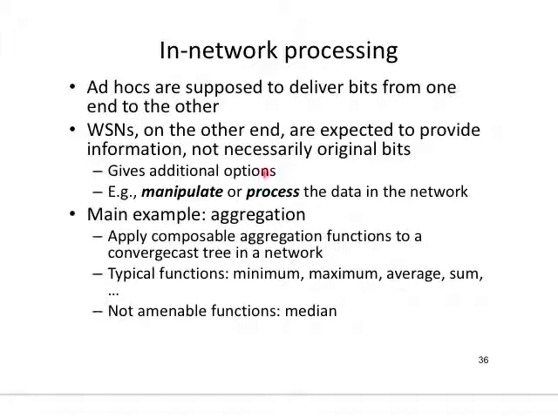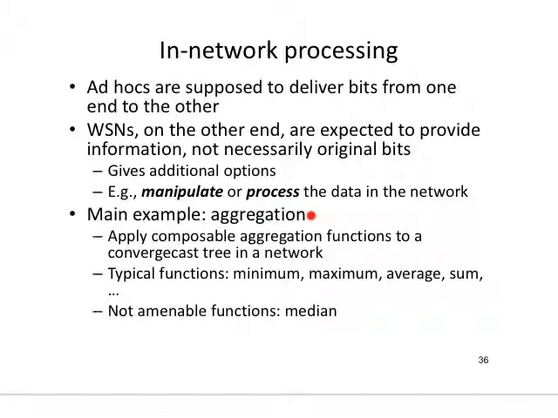So that motivates the fact that we can manipulate the data inside the network to provide the exact objective that you are looking for. We can process the raw information in intermediate nodes because we know that the ultimate objective is to answer a specific question. This is what we call in-network processing.